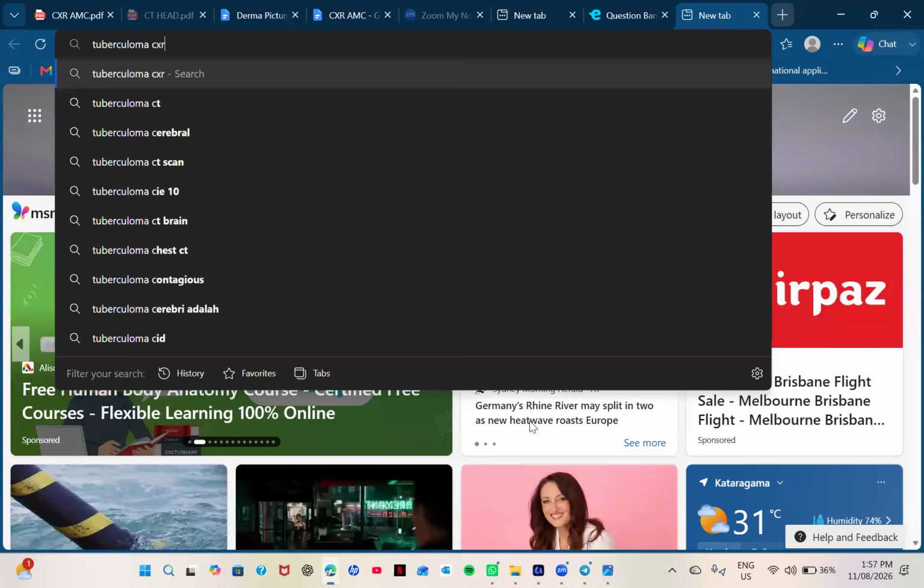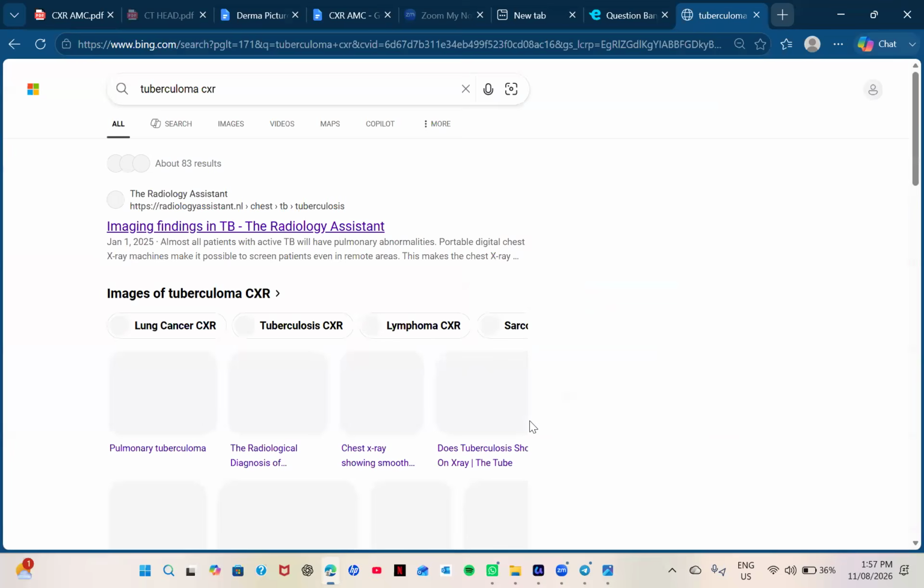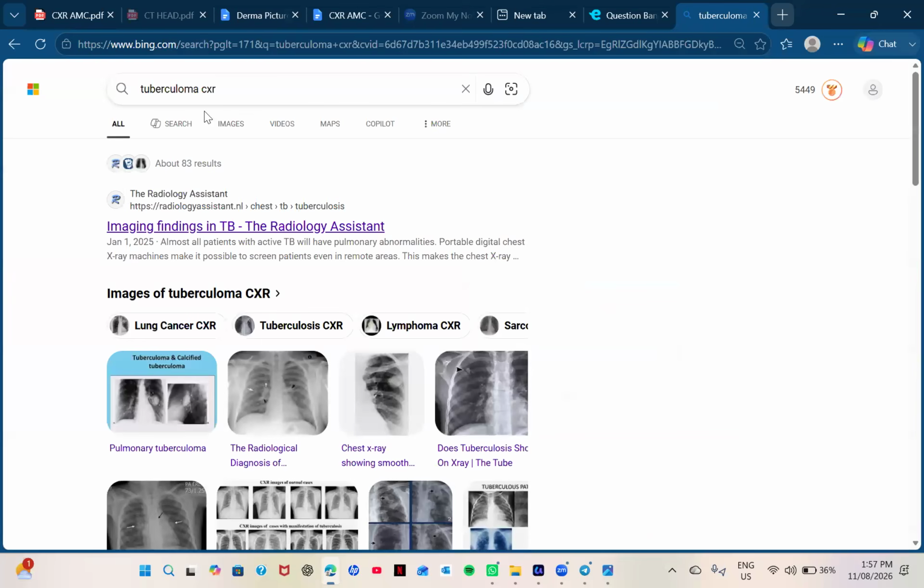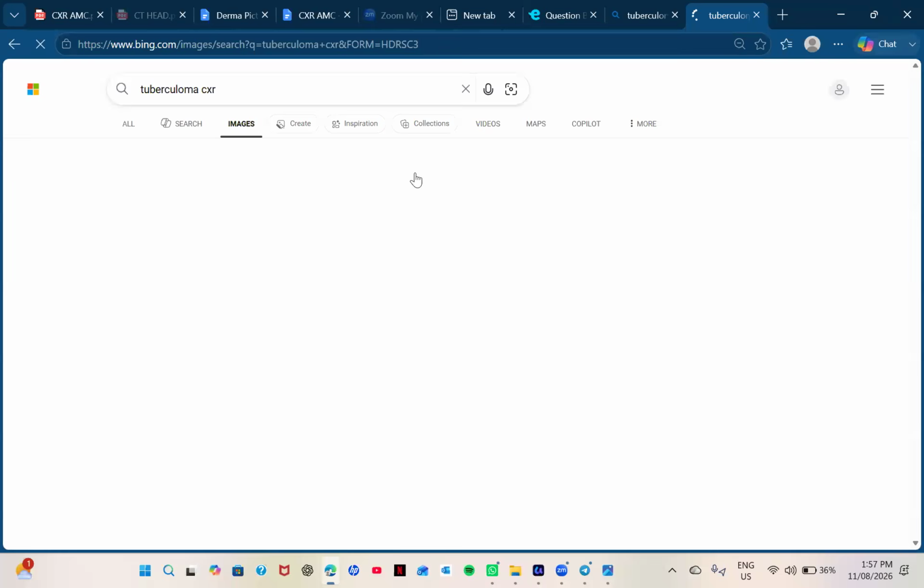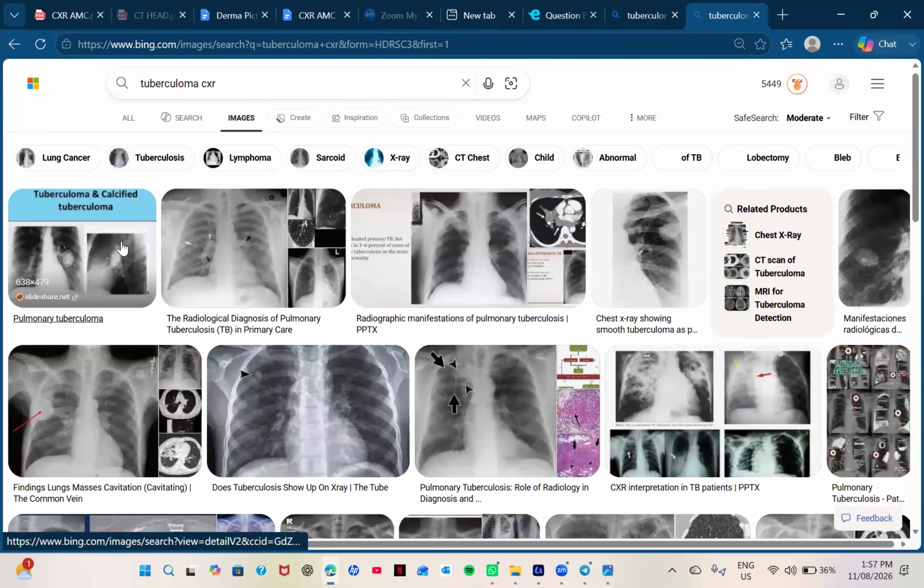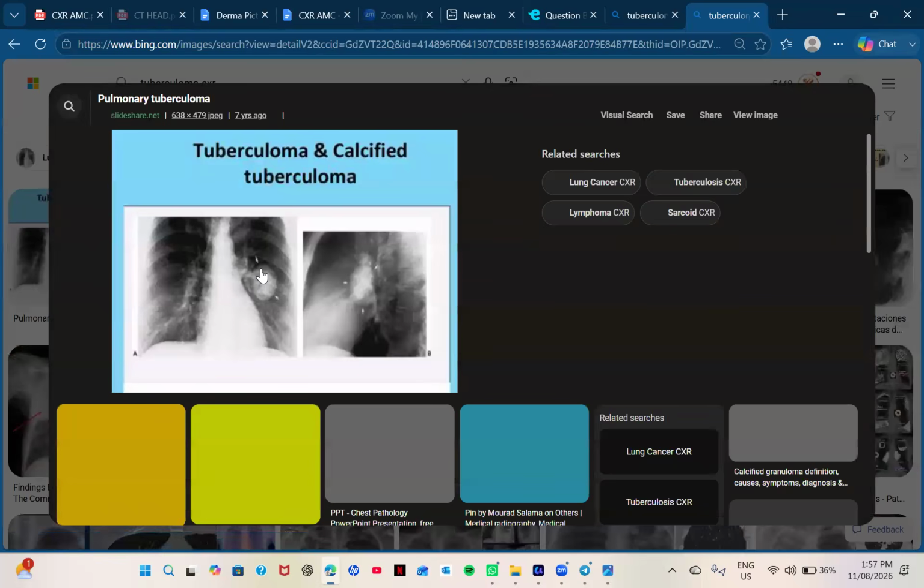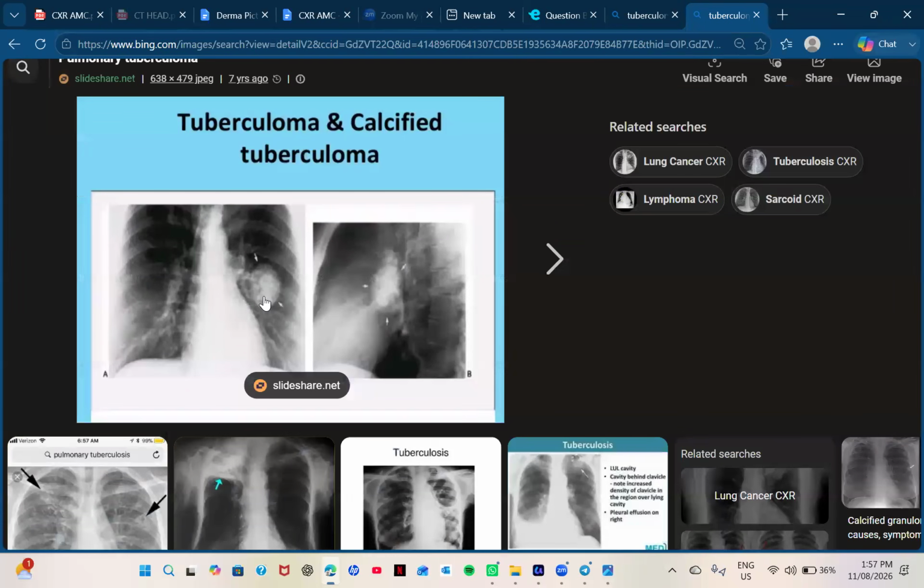Tuberculoma. Can you see? What is tuberculoma, doctors? It's like a mass, right? It's a granulomatous mass that is caused by this bacteria, right? TB bacteria, right, doctors? TB bacteria.